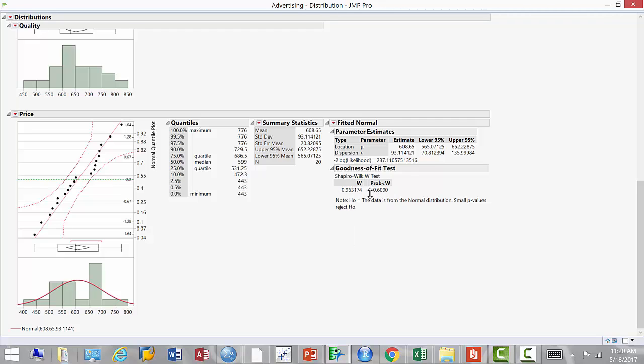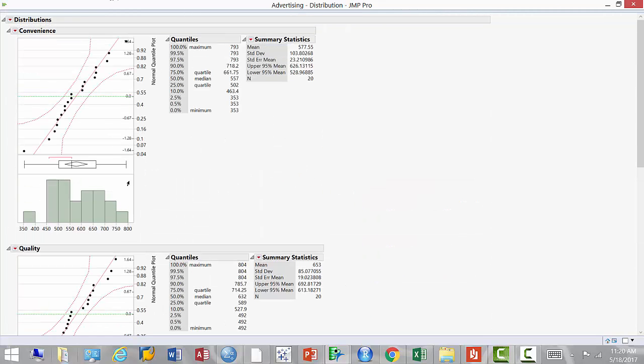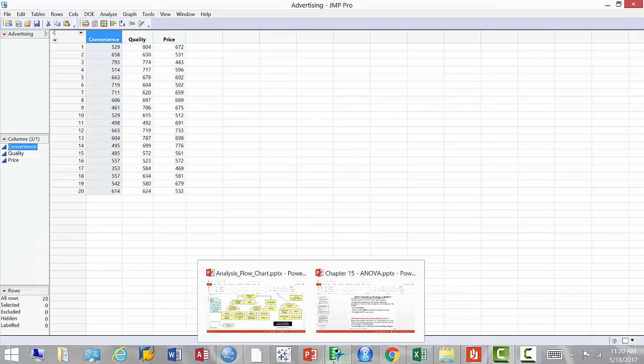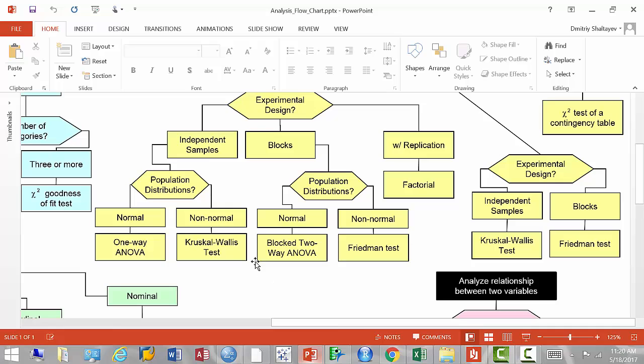Here's my Shapiro-Wilk test, which says 0.6. That's big, right? So data are normal. And if I do the same thing for the rest of the samples, I'll find the same result. So in spite of looking weird on the histogram, they're actually not that far from being normal. Okay, so coming back to my flow chart: independent samples, populations each normally distributed, so I have to use a one-way ANOVA.